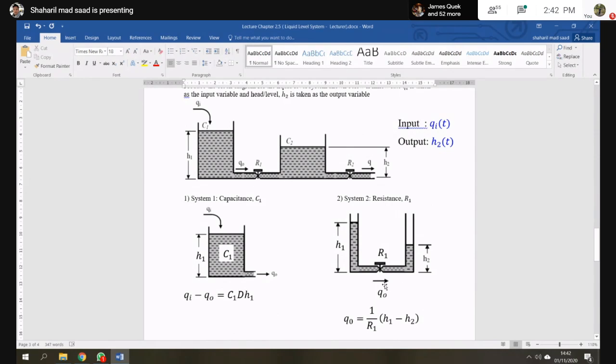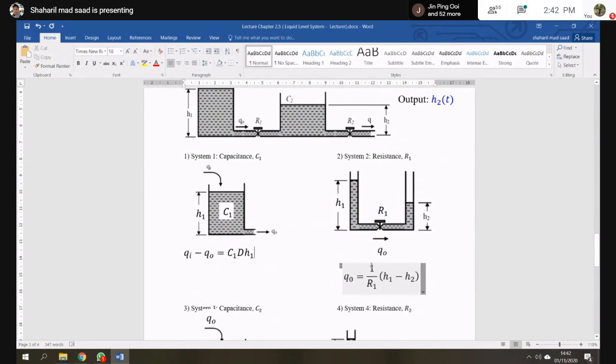And the flow rate through the resistance R1 is Q naught. And then you can get that Q naught is 1 over R1 times H1 minus H2. Okay, done. You already got equation number 2.